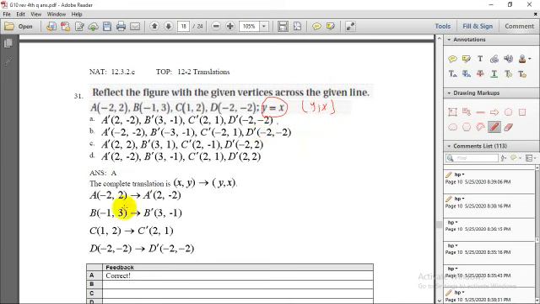y, x. Very good. So if my A is negative 2 and 2, so A dash will be what? 2 and negative 2. The y will go in place of the x and x will go in place of the y. Okay, very good. Here it will be 3 and negative 1. Here 2 and 1. Here it will be the same, negative 2 and negative 2. Very good. So 2 and negative 2, 3 and negative 1, 2 and 1, and negative 2 and negative 2, which is A.